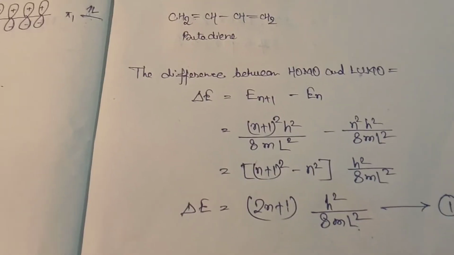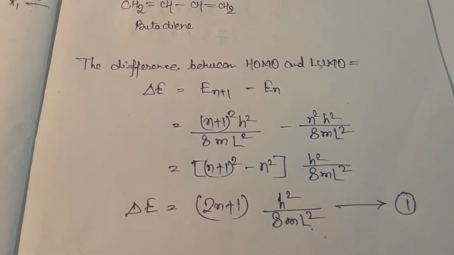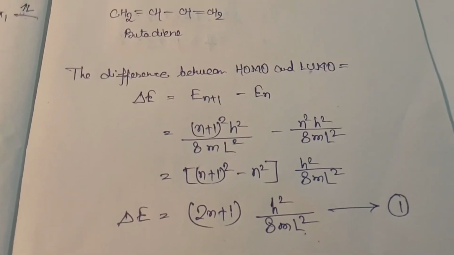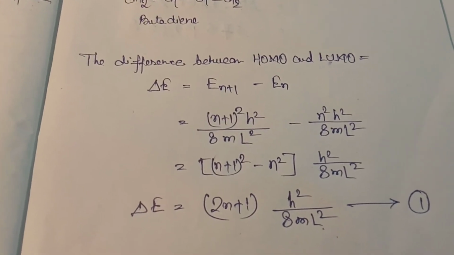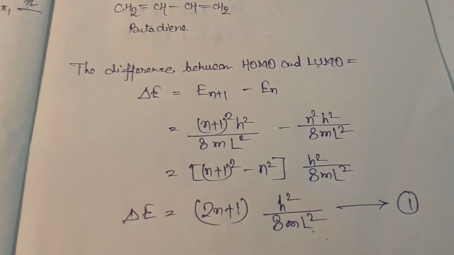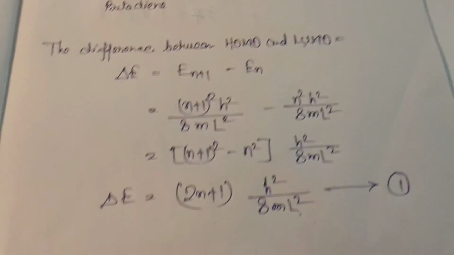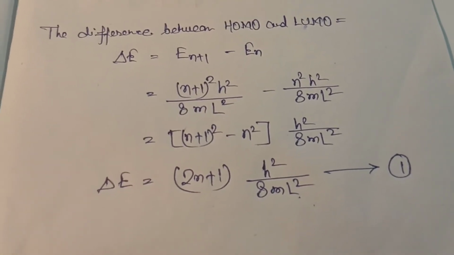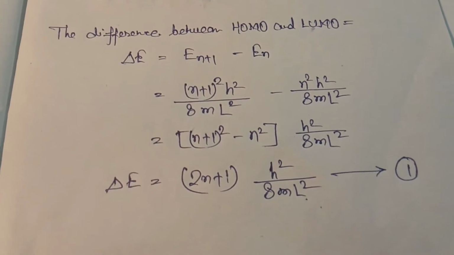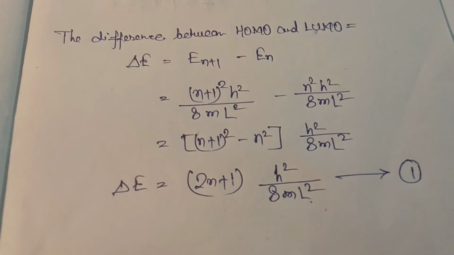Here the energy of transition is calculated between two successive energy levels. So if we consider the HOMO to be indicated by n, then LUMO can be indicated by n plus 1, because it is the next higher energy level. After the subtraction, the formula that comes is 2n plus 1 times h square divided by 8 m L square. Now we need to calculate the length of the box, that is capital L, and n, from where the transition is occurring. It is very easy to determine.